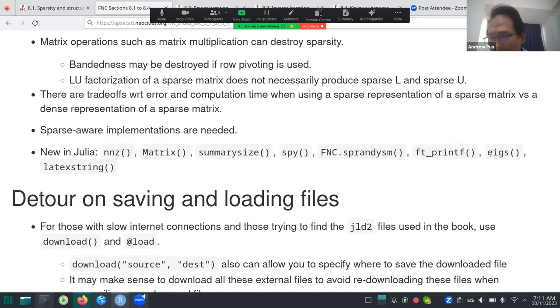I'll end there. And then the one that is used a lot is this eigs command. Okay. So this is a sparse aware implementation of finding eigenvalues of a specified number, okay? And if you want the largest ones or the smallest ones, you could do it using eigs. And then something that is relatively new in terms of the plotting is the LaTeX string. I think those are the newish kind of commands here in Julia for this section.